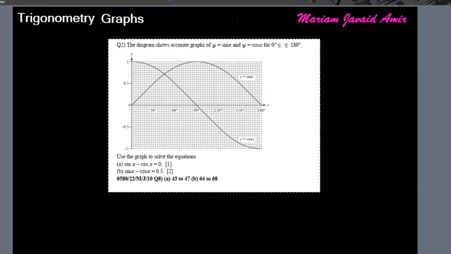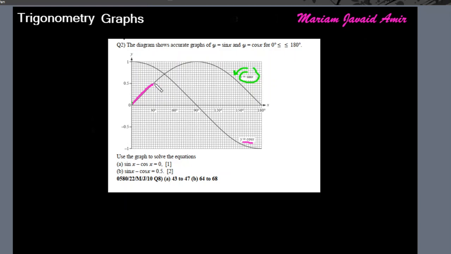Okay, so the previous question I believe was from the sample paper, from syllabus 2020 to 2022. And this one is from a very old paper, May June 10. So let's see what this is about. We're given the graph for sine x. This graph is for sine x, and then we're given the graph for cos x. This one is for cos x. The purple one is for cos x.